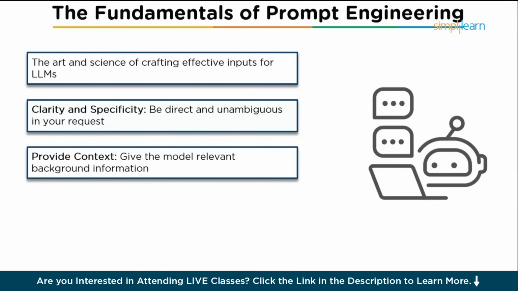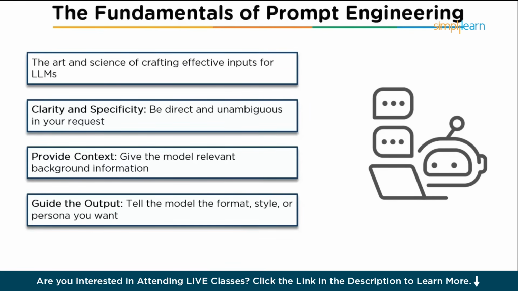It's also important to provide context, which means including any relevant background information the model needs to understand the task properly. And finally, don't forget to guide the output. You can tell the model exactly what format, tone, or style you want, or even assign it a persona to roleplay. By following these best practices, you can significantly improve the quality and reliability of AI-generated content.